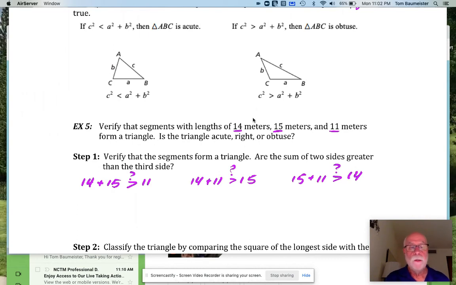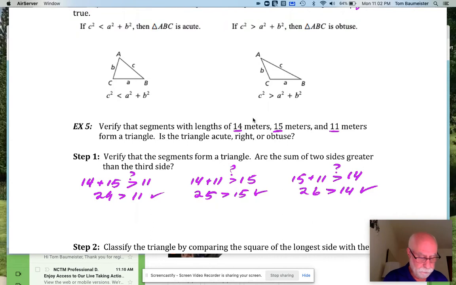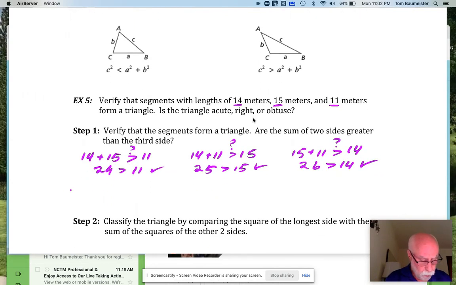All right. So 14 plus 15 is 29. 29 is greater than 11, so that one checks. 14 plus 11, that's 25. 25 is greater than 15, so that side checks. And then the last one, 15 plus 11, that's 26. Is that greater than 14? Yeah, that one also checks. If one of them didn't check, then we would be done. All right, so the segments do form a triangle.